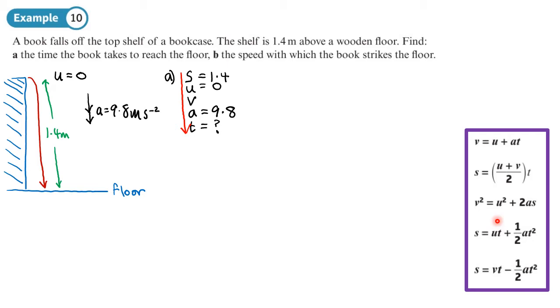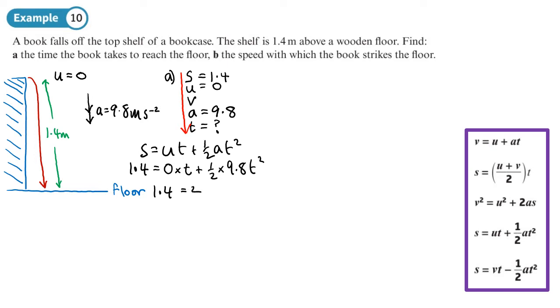So our equation that has s, u, a and t is this. s equals ut plus half at squared. So I'll write that down. We'll now substitute. So s is 1.4, u is 0 times t, which we're trying to find, plus half times 9.8 times t squared. Now what that will give us is 1.4 equals half of 9.8 is 4.9, 4.9 t squared.